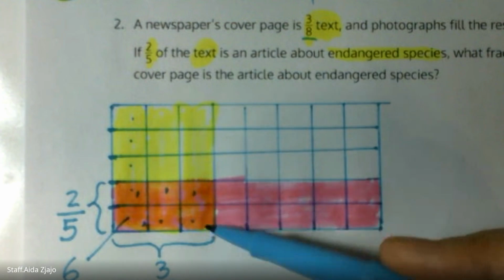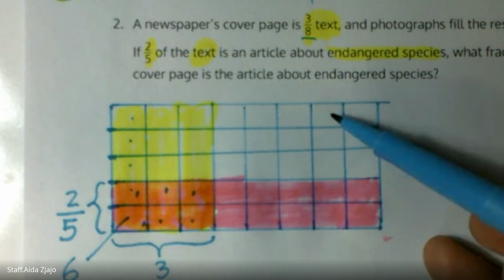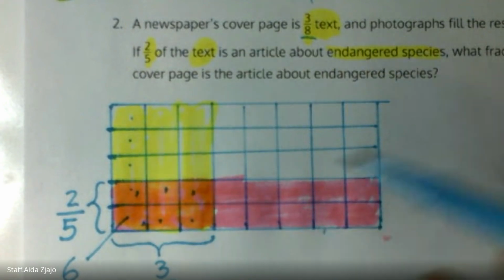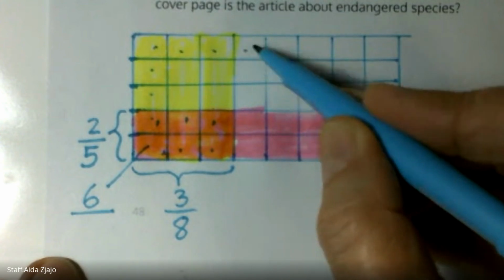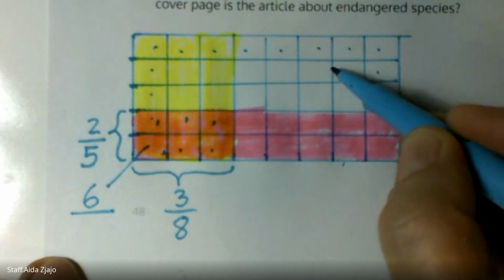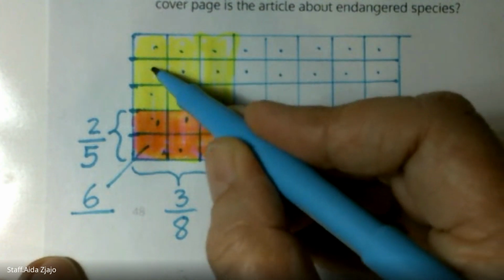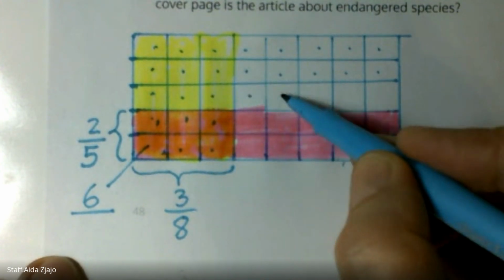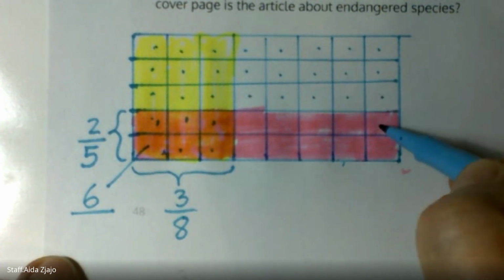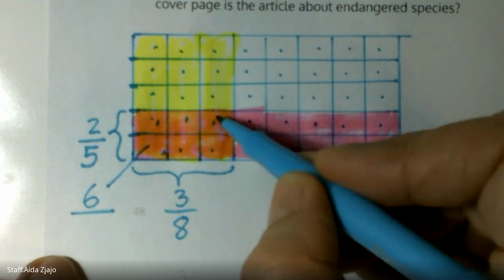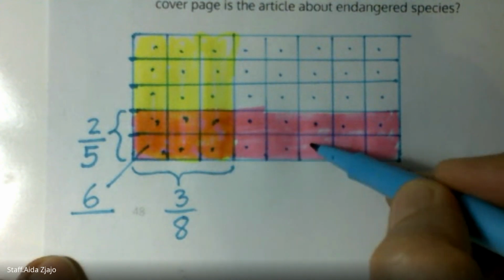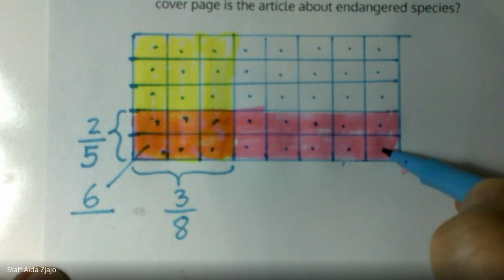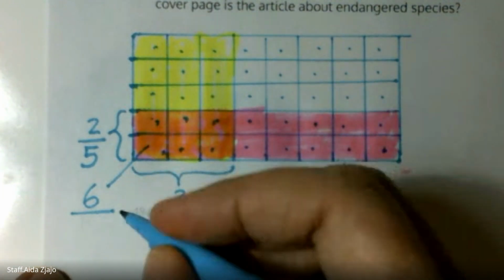5, 10, 15, 20, 25, 30, 35, 40. Or you can count just all around and you will see that it's 40 pieces. 1, 2, 3, 4, 5, 6, 7, 8, 9, 10, 11, 12, 13, 14, 15, 16, 17, 18, 19, 20, 21, 22, 23, 24, 25, 26, 27, 28, 29, 30, 31, 32, 33, 34, 35, 36, 37, 38, 39, 40. So 5 times 8 is 40.